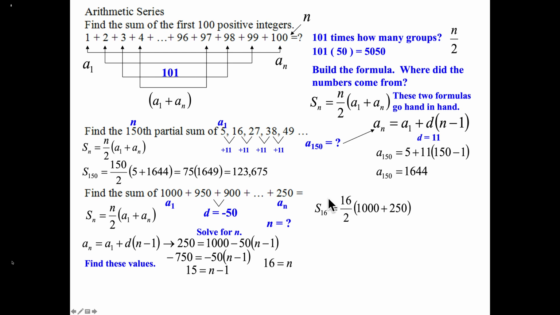16 over 2. This is going to be the 16th partial sum. There's 16 terms here. So S sub 16, again, remember that tells us how many terms we're adding. 16 over 2 will be 8. 1,000 plus 250 will be 1,250. Multiply that together, that's 10,000.